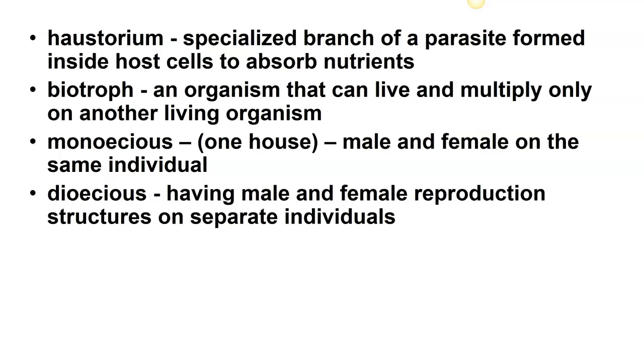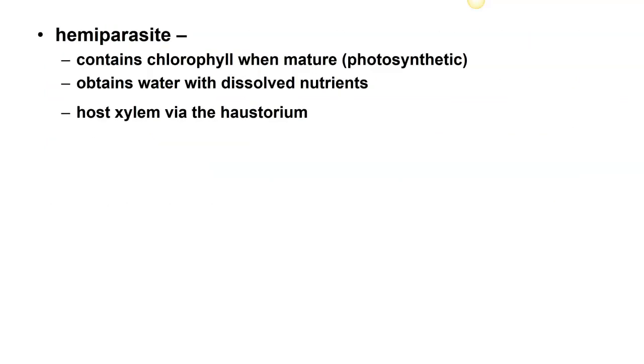Another set of common terms that we have to deal with is a hemiparasite. Hemi means somewhat. It's not a true parasite. It means that the plant itself contains chlorophyll when it's mature, which means the plant itself is photosynthetic. What the parasitic seed plant is getting from the host is actually water with dissolved minerals. It gets this out of the host via the haustorium. So a hemiparasite has chlorophyll, but it only gets water and nutrients.